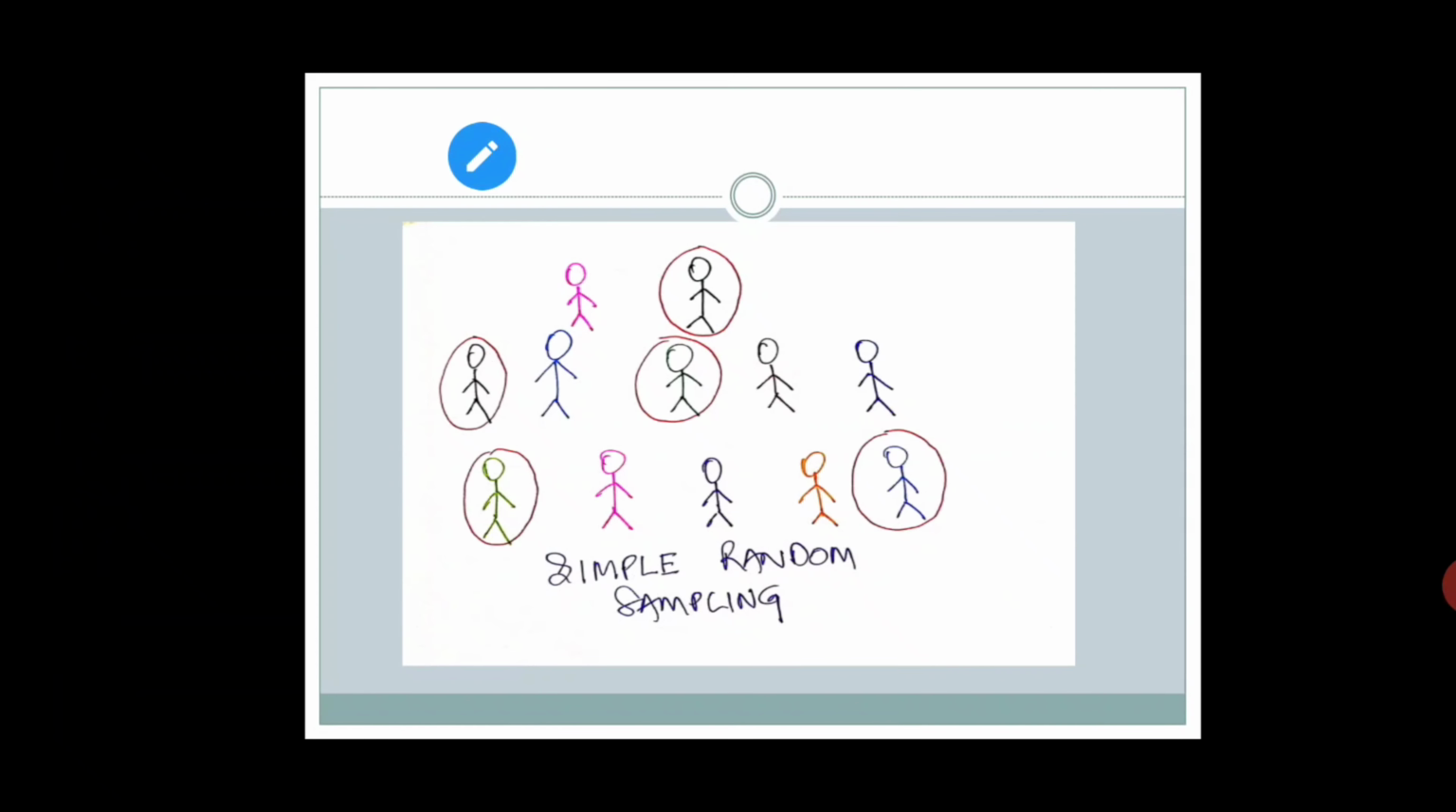So I've made a diagram for you. This is simple random sampling, which means anyone in the population can get selected for the sample study.